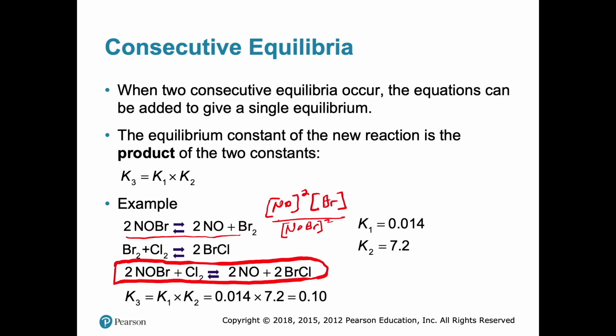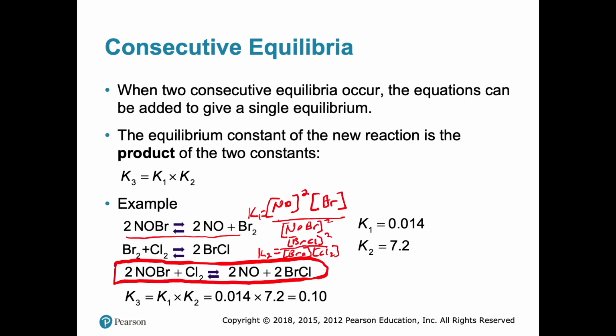And then for the other one, it's going to be the BrCl concentration squared divided by, I'm saying it slow because my pen's acting slow for some reason right now, Br2 inside of the brackets, and then Cl2 inside of the brackets. So this one was K1 equals, and this one down here was K2 equals.